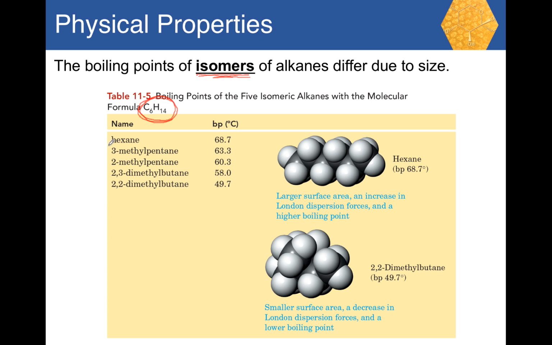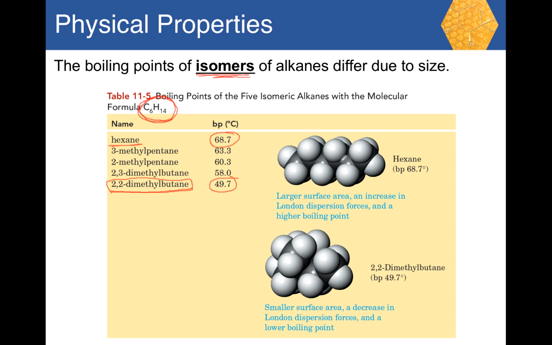So let's look at this isomer, hexane, straight chain. Its boiling point is 68.7. Pretty high. Let's look at another isomer of the same molecule, C6H14. Now it's 2,2-dimethylbutane. You may want to draw that structure so you can see the difference. Notice here the boiling point now is 49.7, almost 50. So it's less than this one. Why is it? They have the same molecular formula, same molecular weight.